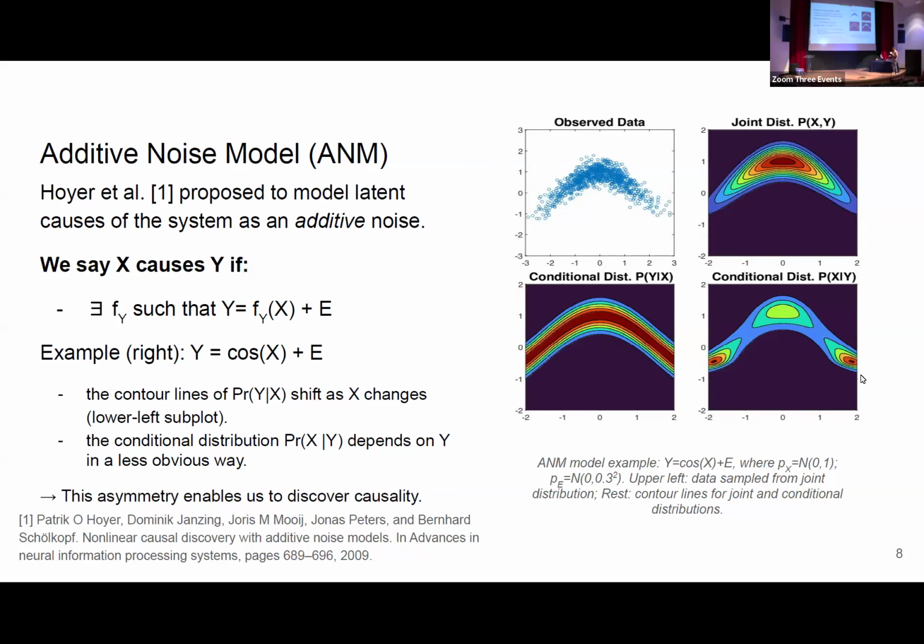You see that the lower left shows the contour lines of the conditional probability of y given x, and the mean, the average value, changes significantly when you change the value of x, while similar effects are not observed in the lower right. When you change y, the distribution's mean doesn't change that much compared to the lower left. This confirms that there's a causality between x and y.